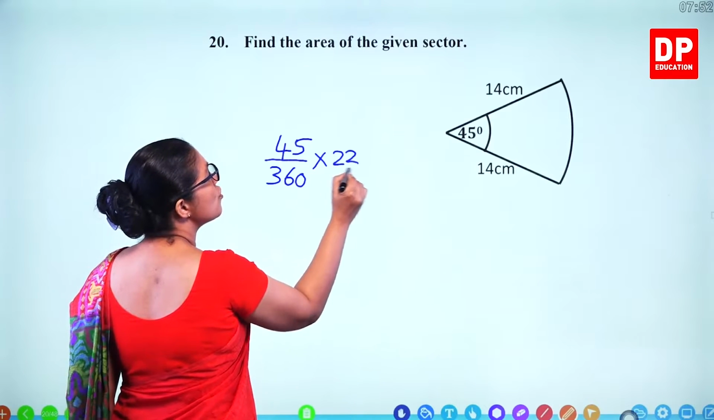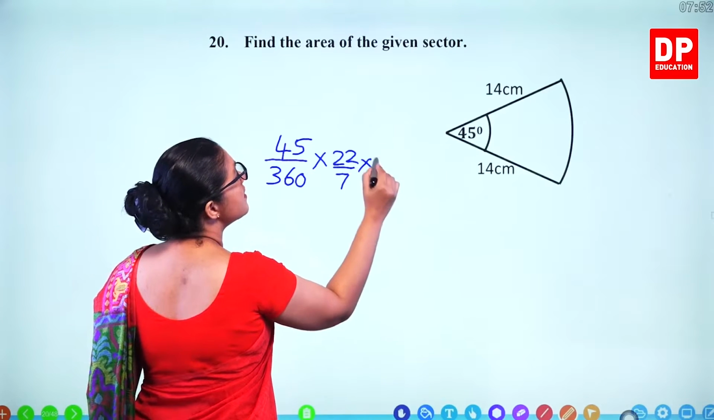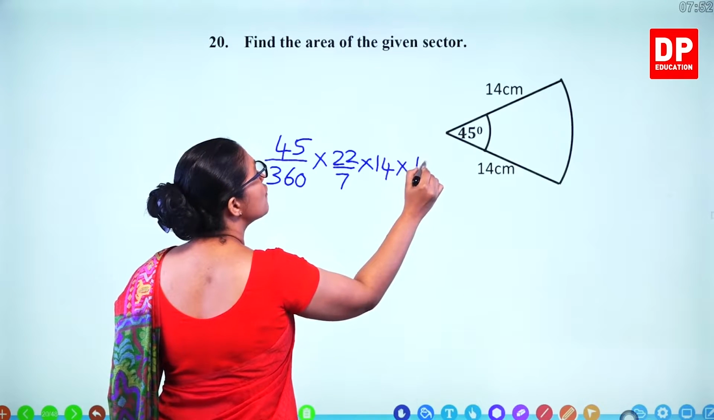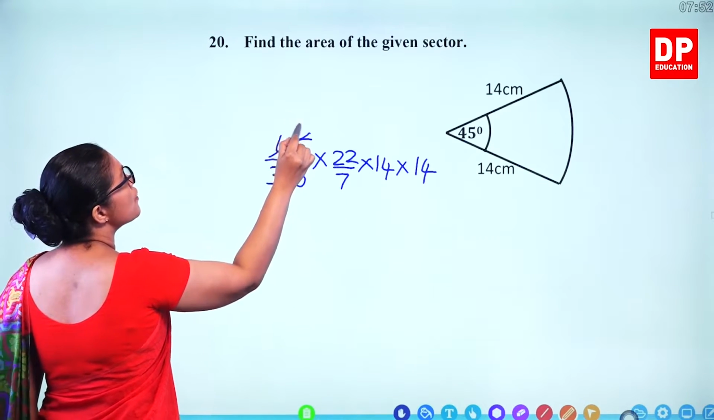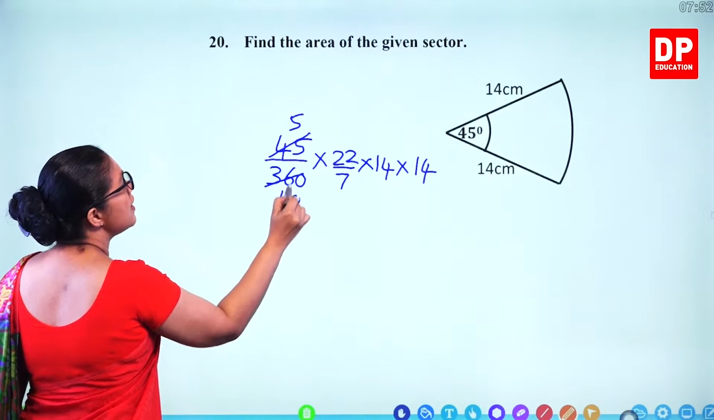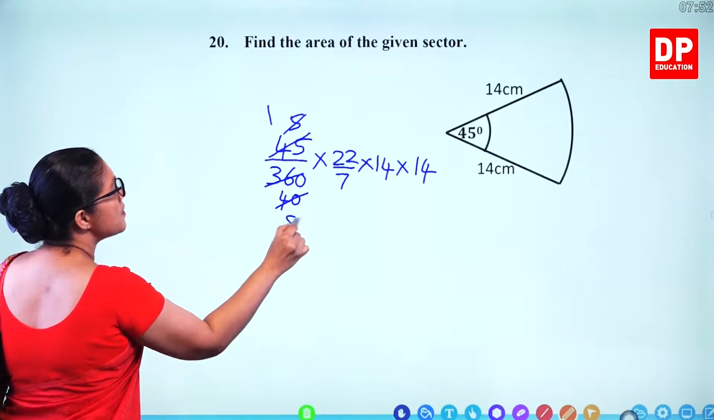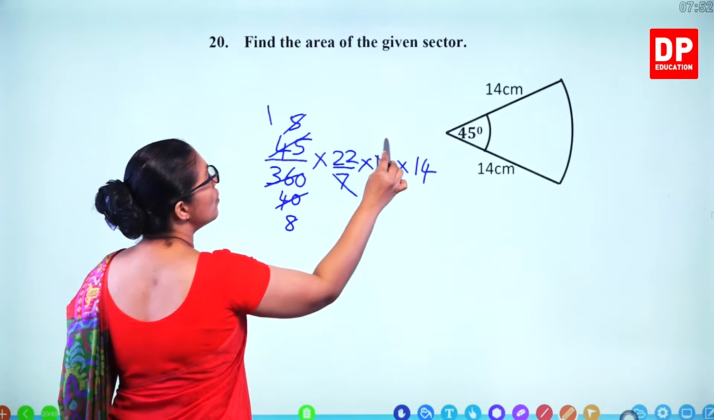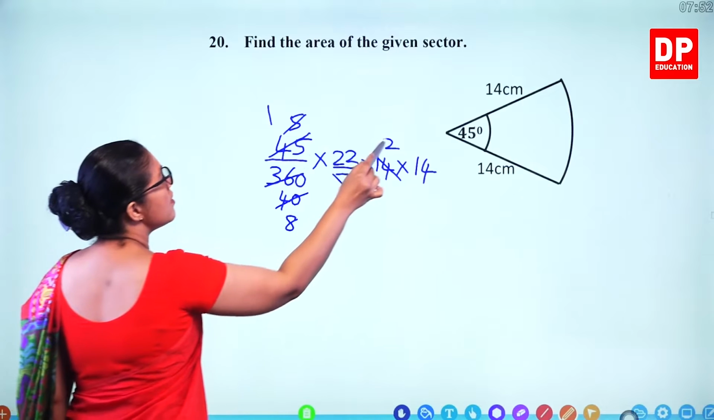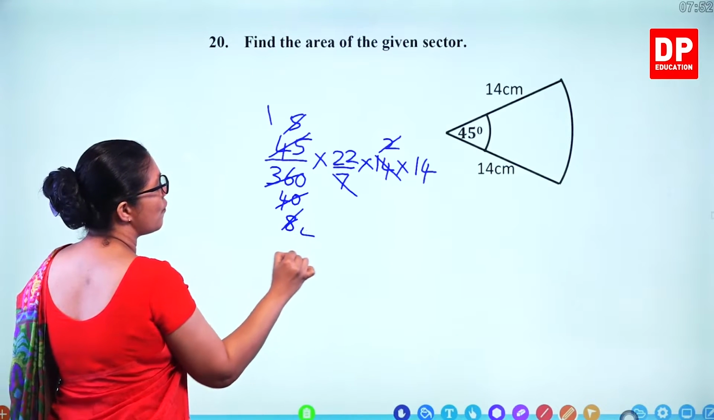Pi, you take 22 over 7. Radius is 14, 14 times 14. 9 times 5, 9 times 40. 5 times 1, 5 times 8, 1 8's there. Then 7 times 2, 14. This 2, you get 4 here.